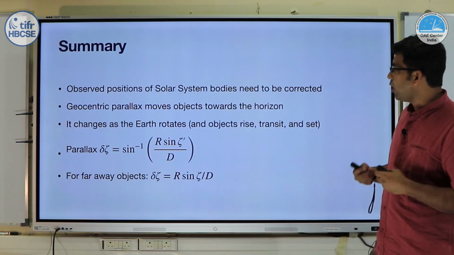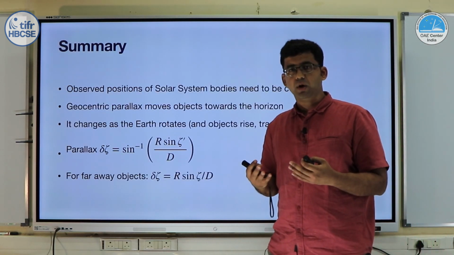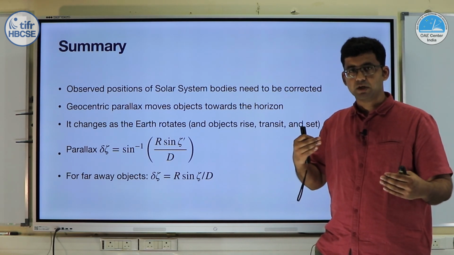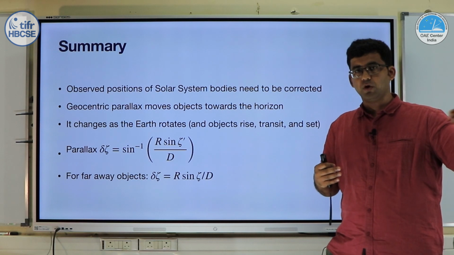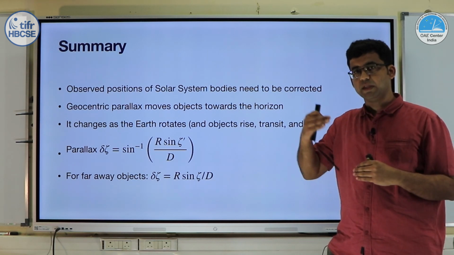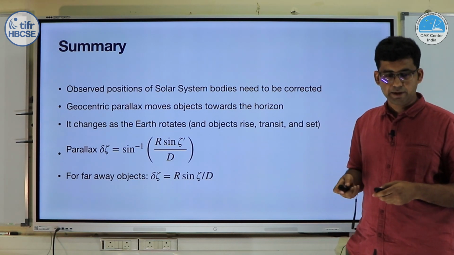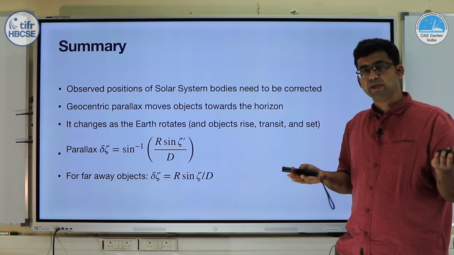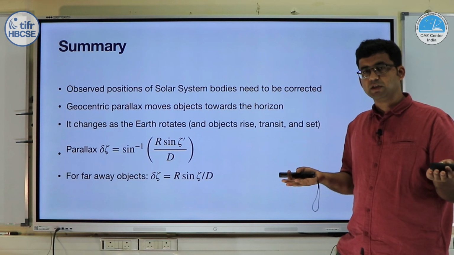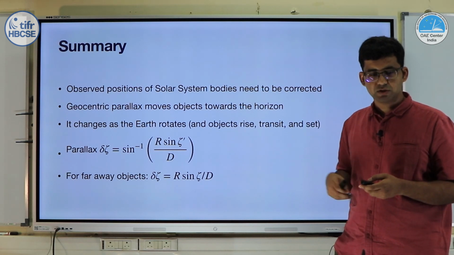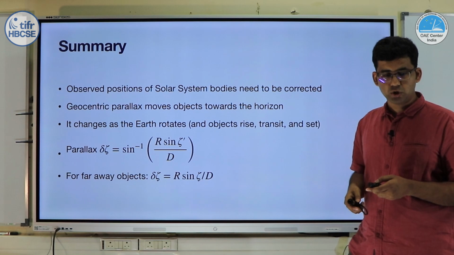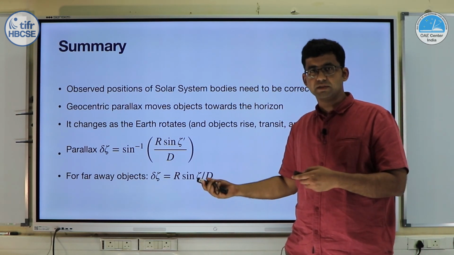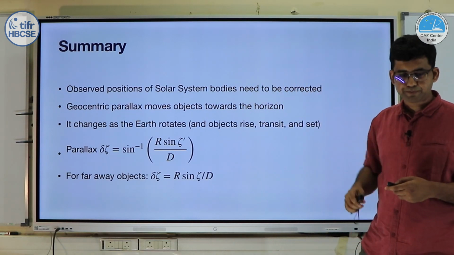So, in summary, the observed positions of solar system bodies need to be corrected for parallax, or where the observer is with respect to the center of the Earth. All the calculations for positions are done with respect to the center of the Earth, but they need to be corrected for where you are sitting. Now, the geocentric parallax is going to move objects away from the zenith towards the horizon. It is going to make things look further down than they actually are, and it changes as the Earth rotates, or equivalently as the objects rise, transit and set.